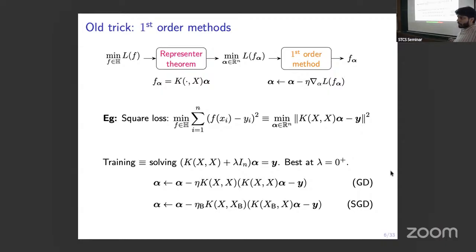Given that you have found your linear combination, why are you using the first order method after that? Well, I still need to find the alpha, right? Which alpha it is is important. Alpha is a free parameter, or rather n free parameters.